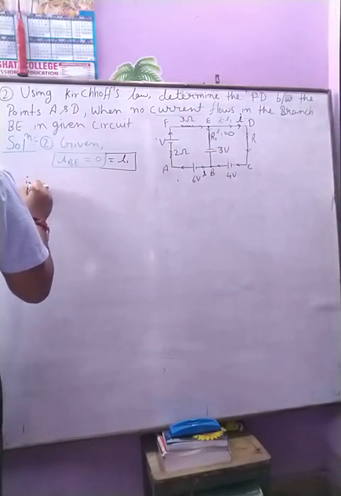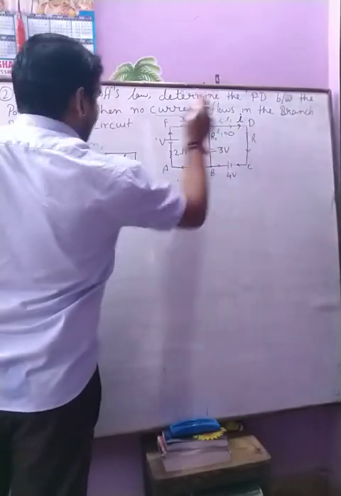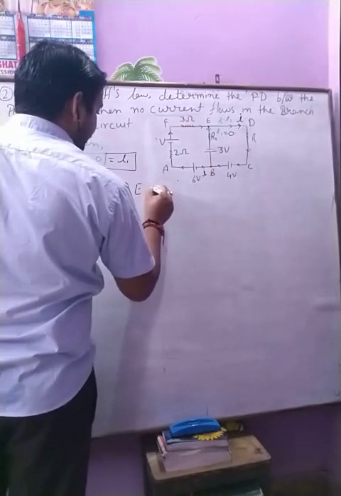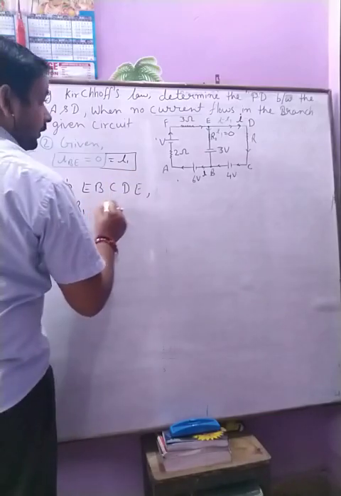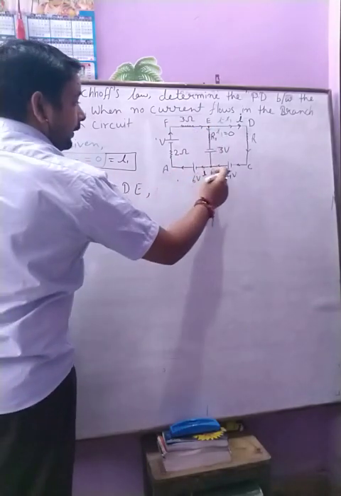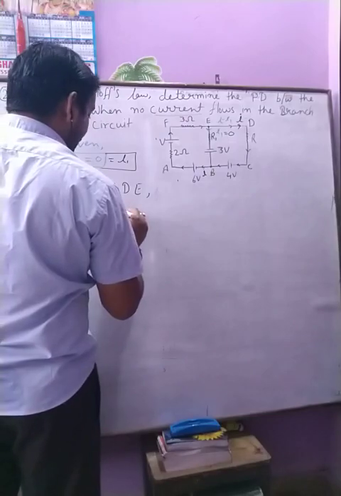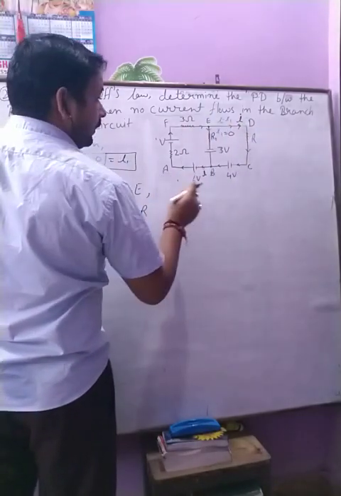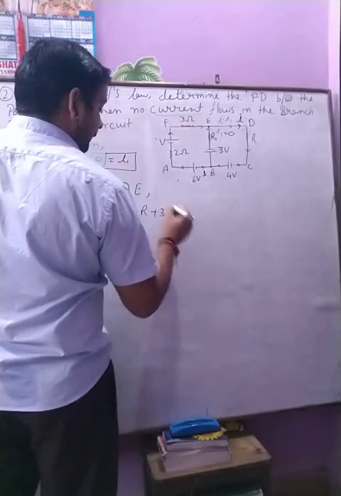Therefore in loop E B C D E, what we get: 0 into R1, here there is no current so this value will also be 0, but we calculate this value, and positive to negative, -4, then current I is flowing, minus IR, and we reach at point 1 minute, and here in the direction it is +3 and it is 0.